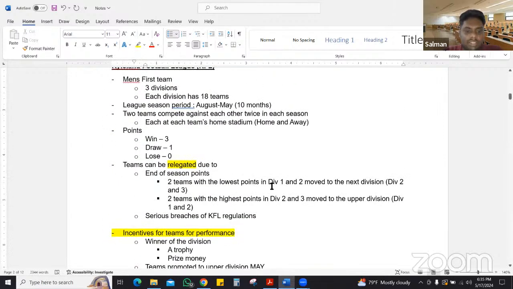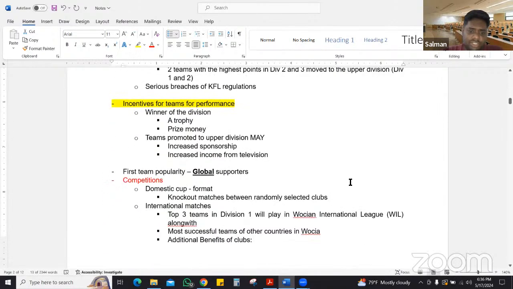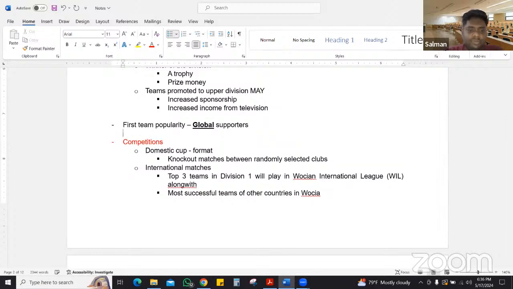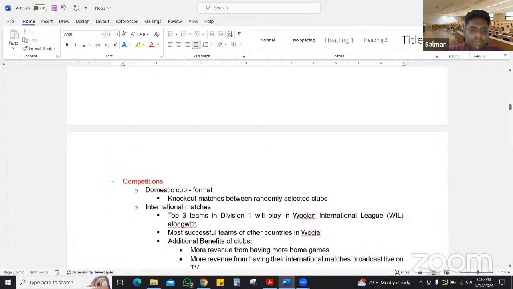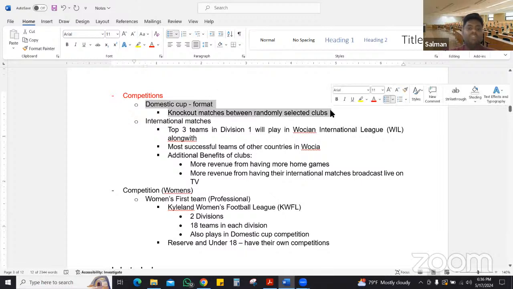We discussed earlier that what drives profit is their competition and performance in the Thailand Football League as well as the international competitions. Competitions, there can be the domestic cup, which is the Thailand Football League. The format is knockout matches between randomly selected clubs. Amongst the clubs, the competition is held in a knockout match. If you lose, you're out of the league.